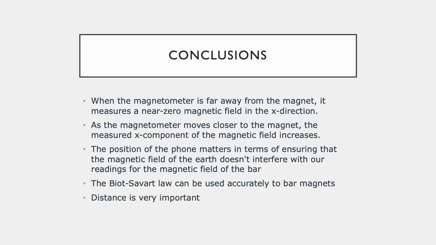As for the conclusions of this experiment, when the magnetometer is far away from the magnet, it measures a near zero magnetic field in the x direction. As the magnetometer moves close to the magnet, the measured x component of the magnetic field increases. The position of the phone matters in terms of ensuring the magnetic field of the Earth does not interfere with our readings of the magnetic field of the bar. The Biot-Savart law can be used to accurately measure bar magnets. And distance is very important when measuring this data.